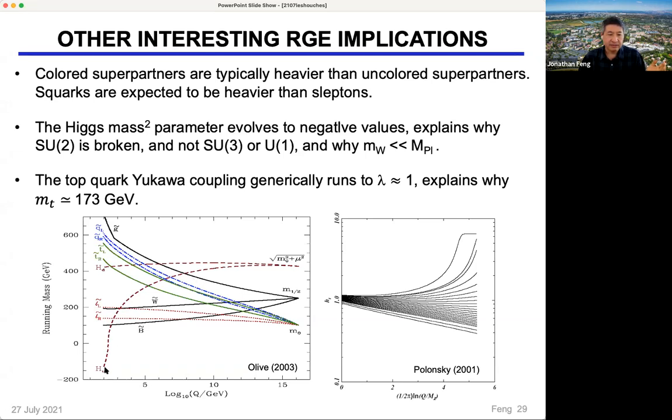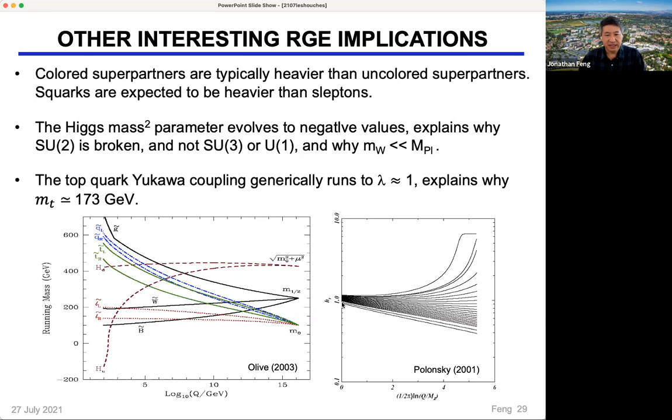Okay. It also beautifully explains why the weak scale is much below the Planck scale, because all this running is logarithmic. And so just with some order 1 parameters, you naturally get an order 16 orders of magnitude split between when this goes negative and where it started. So it provides a context for explaining why the weak scale is 100 GeV and not 10 to the 16 GeV. So it's another beautiful fact of supersymmetry.